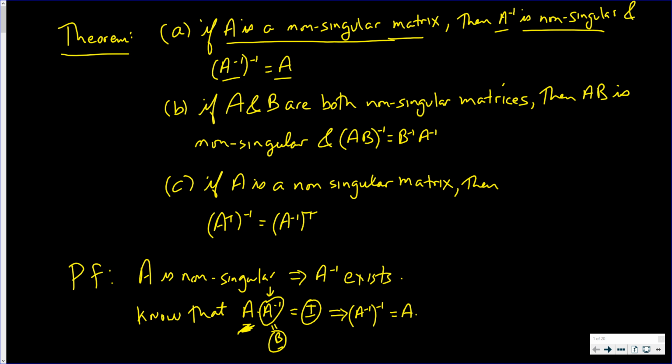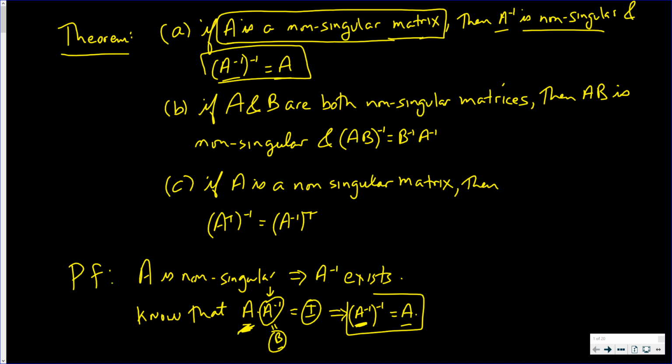So let's see. We assumed that A is non-singular, and we showed that the inverse of A inverse is A. That is, we showed this part. Did we show that A inverse is non-singular? Of course we did. Why? Because we found the inverse of A inverse, which is A. By definition, that means A inverse is non-singular. Okay, that's the proof of A.